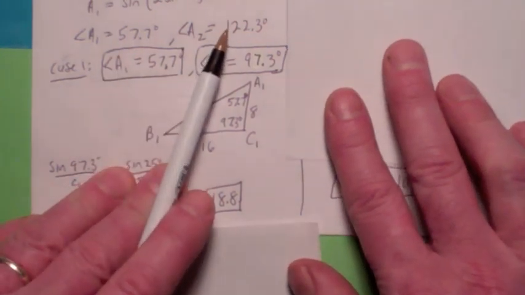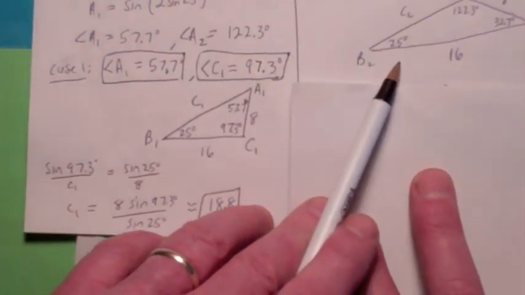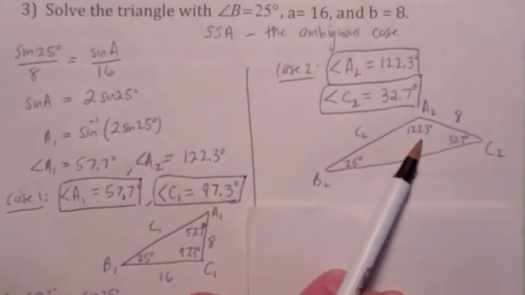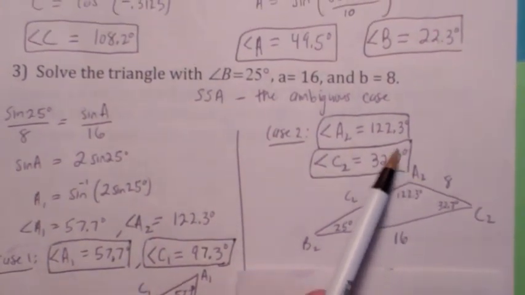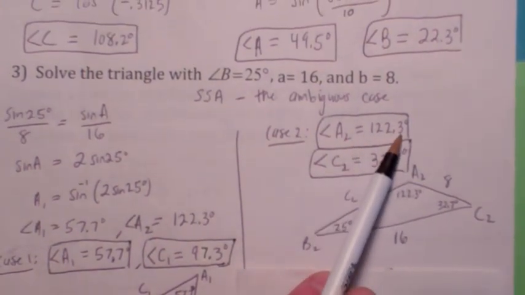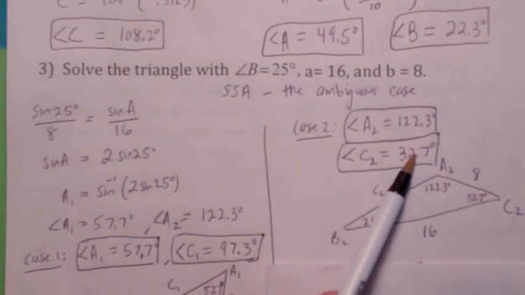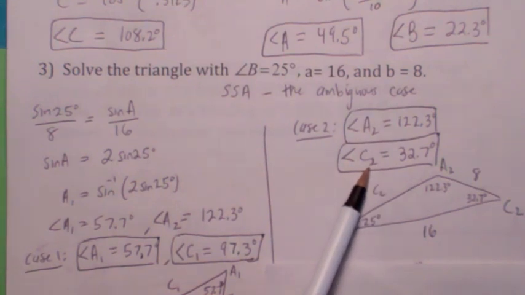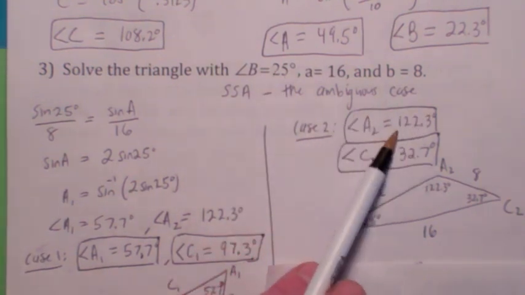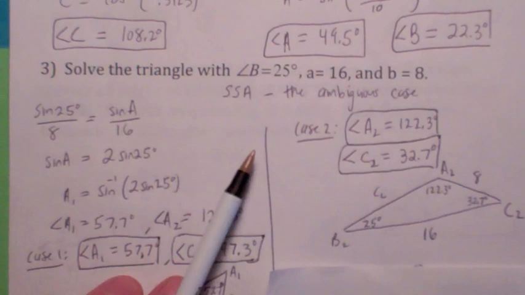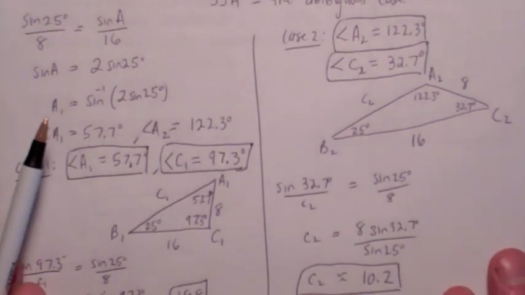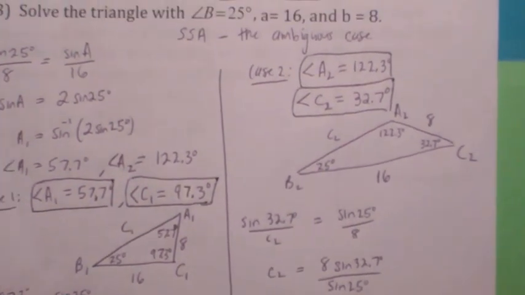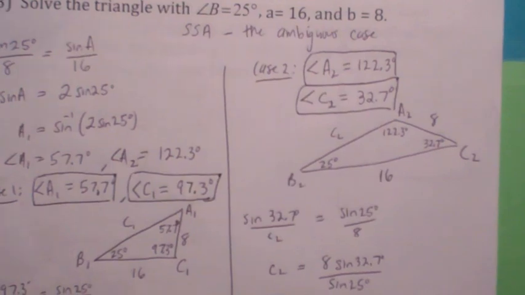Case B is that angle A is 122.3 over here, see? And that's a possibility as well. If angle A is 122.3, then angle C would be 180 minus the sum of the first two, 25 plus 122.3, which is 32.7. Then you could find little c2 by using the law of sines, and you end up with little c2 is 10.2. A lot of work, huh?